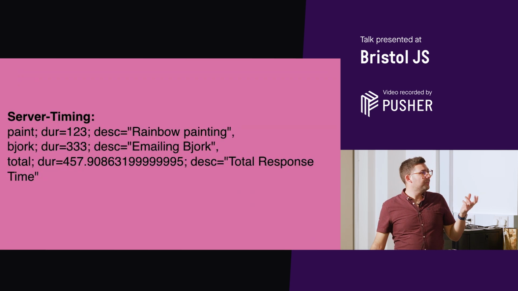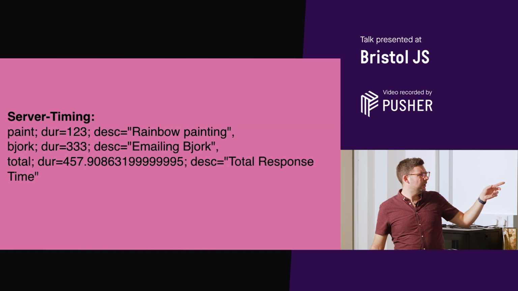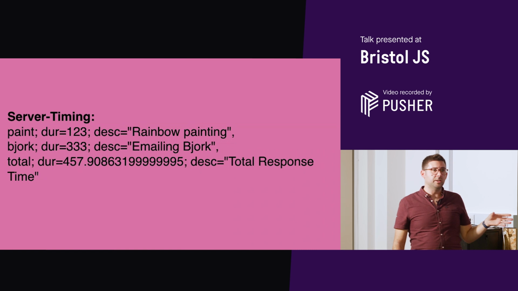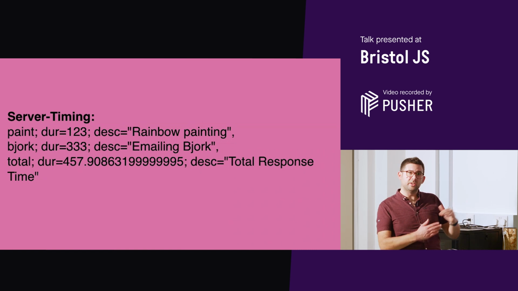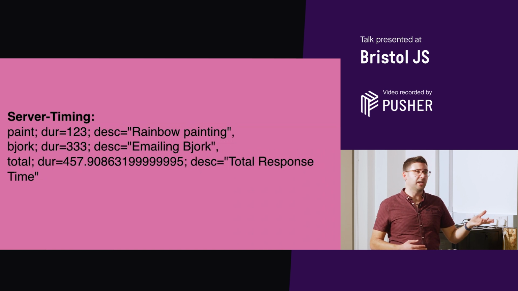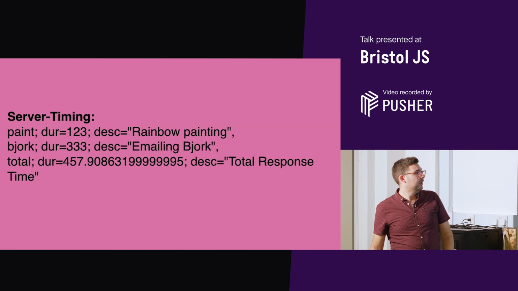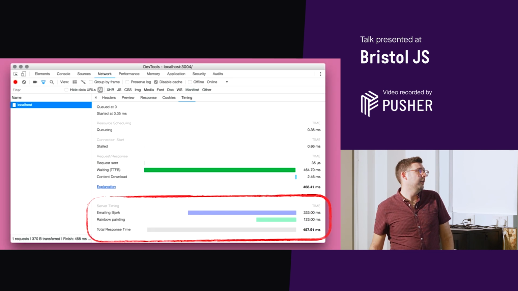If I load that up in my browser and look at the response header that was sent back, I can see, yeah, there's paint, there's my Björk thing, which I think I called email. That's a typo. And then this particular module has added a third item that we didn't explicitly declare, called total. That's giving us the total process time from the point it was instantiated to the point it's generating the header, and that's quite useful. So if we look at that in the browser, there are those three things.